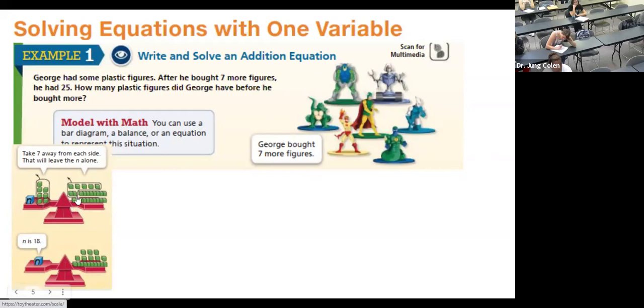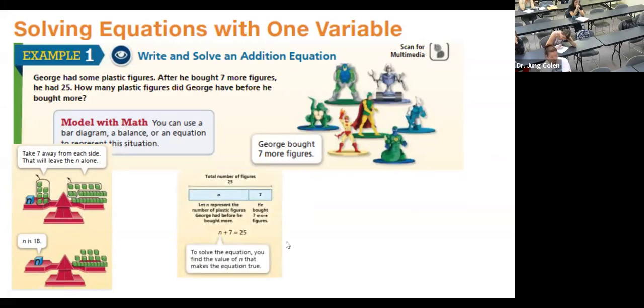We can do actual models. This is also a simplified model, but this one actually shows the balance, right? So n is represented as what is not known, the previous number of figures. And he added 7 more, now he has 25. Now he can take away 7 from both sides and find it out, and it's 18. Okay? So you can subtract the same number from both sides, the equality doesn't change. That's another property.